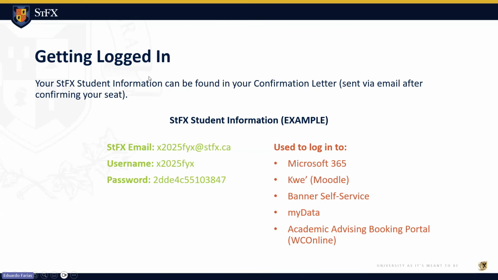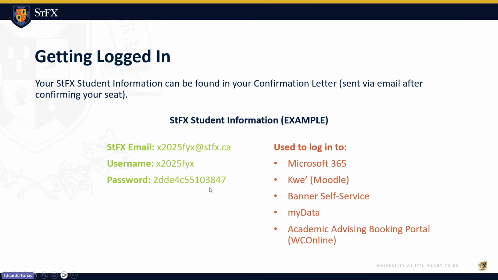Most of you already confirmed in a program, which is fantastic news. When you confirm your seat for StFX, you will get this information in your confirmation letter. It will be under StFX student information, and it will be your StFX email. In this case, for me, the example I'm using is x2025fyx at stfx.ca. And then the username is the same thing as the email, just without the at stfx.ca. So it's very simple. You can't mess it up. And then you will be granted a password as well.